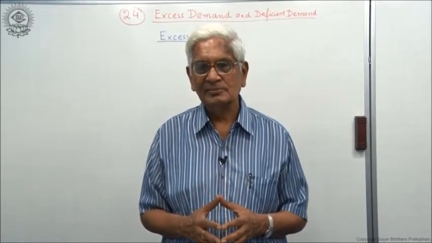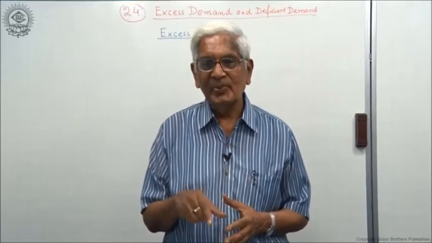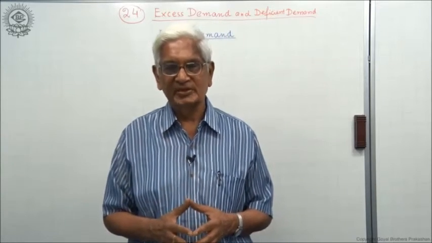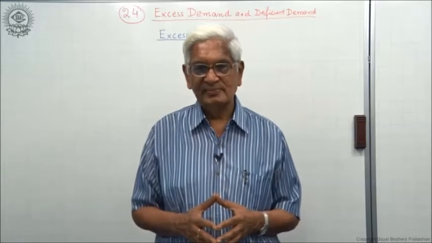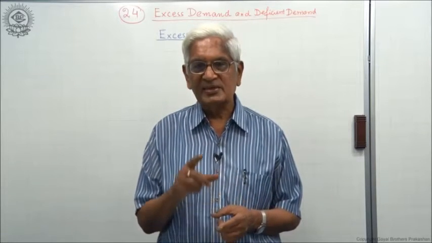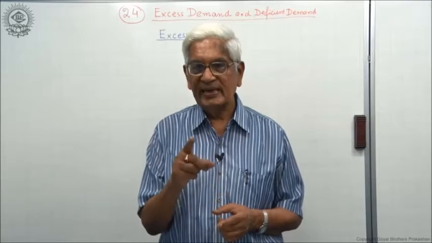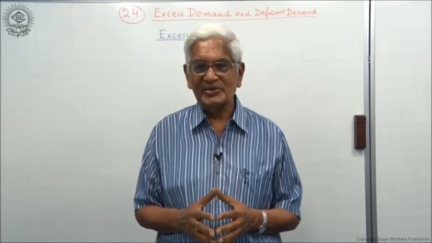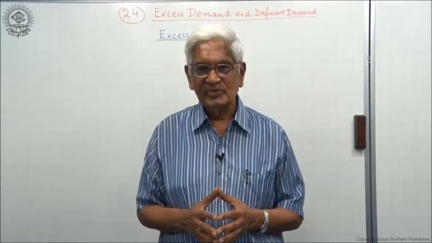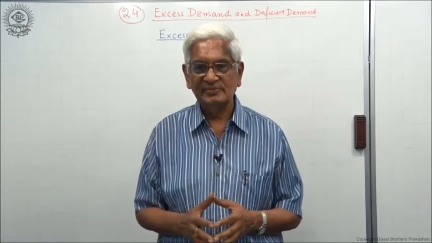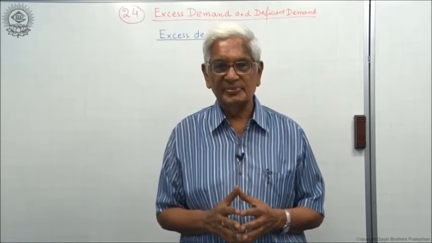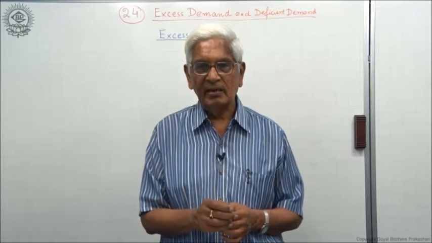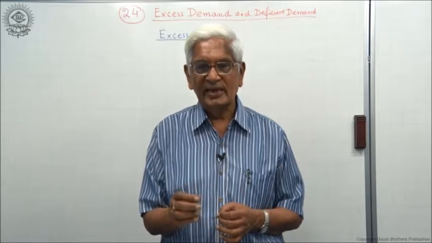What will happen if full employment is achieved but equilibrium is not achieved? That is, aggregate demand is not equal to aggregate supply. I hope you understand the importance of this question. Full employment is achieved, but equilibrium is not achieved, because equilibrium will be achieved only when aggregate demand is equal to aggregate supply.